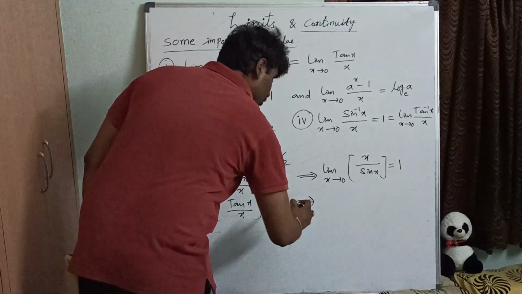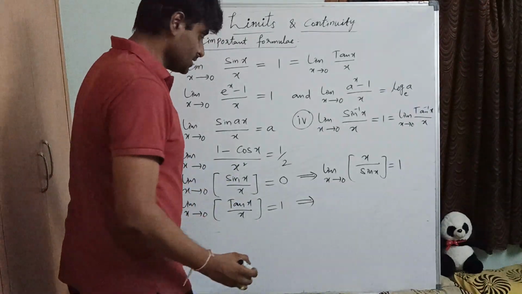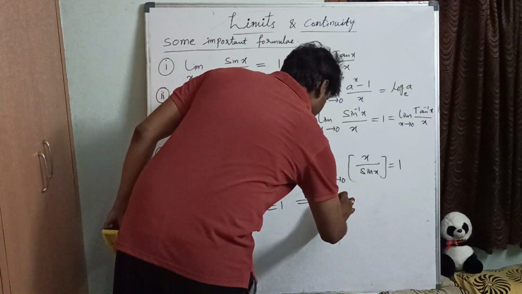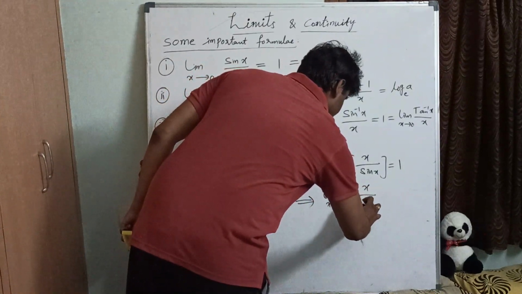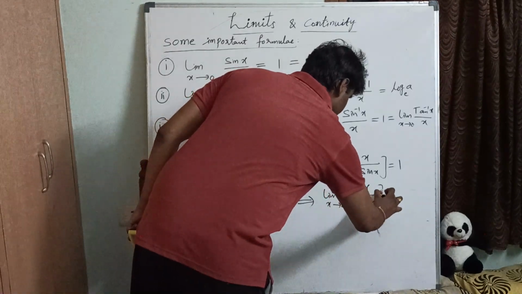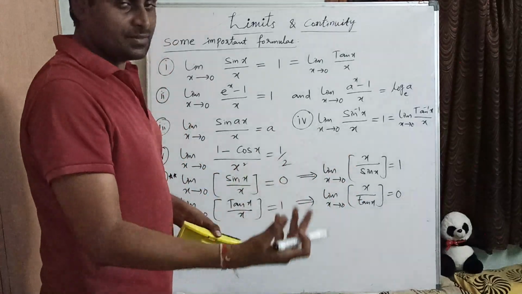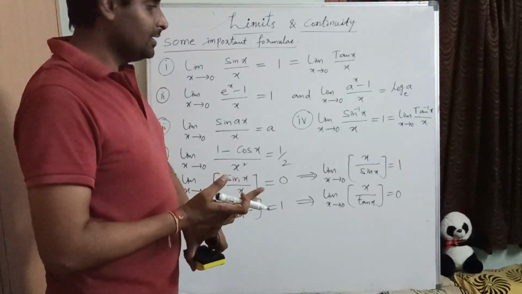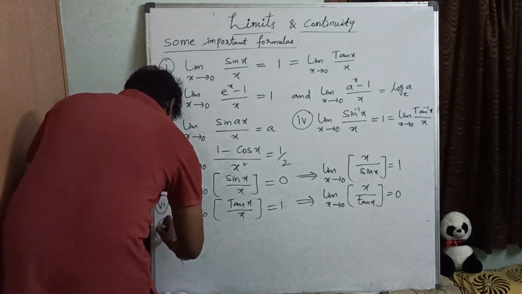And what about the reciprocal? 0 point something, step is 0. When you write the reciprocal of this, limit x tends to 0, x by tan x, that gives you 0. Clear? So in most of the cases we'll discuss sin and tan only. Correct? So now let us go for writing the next formula in this.